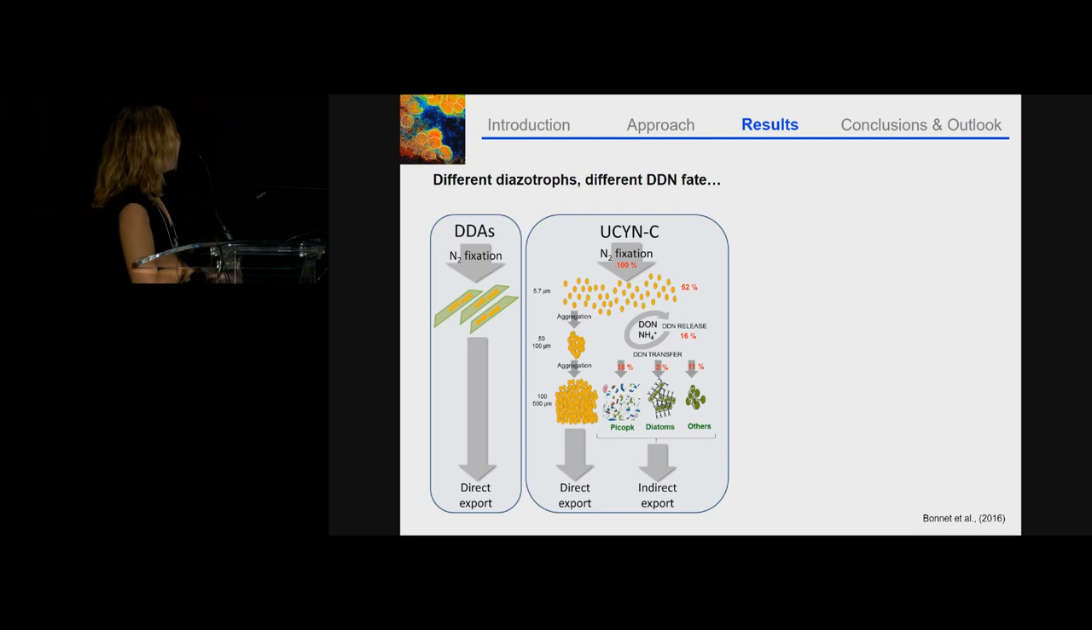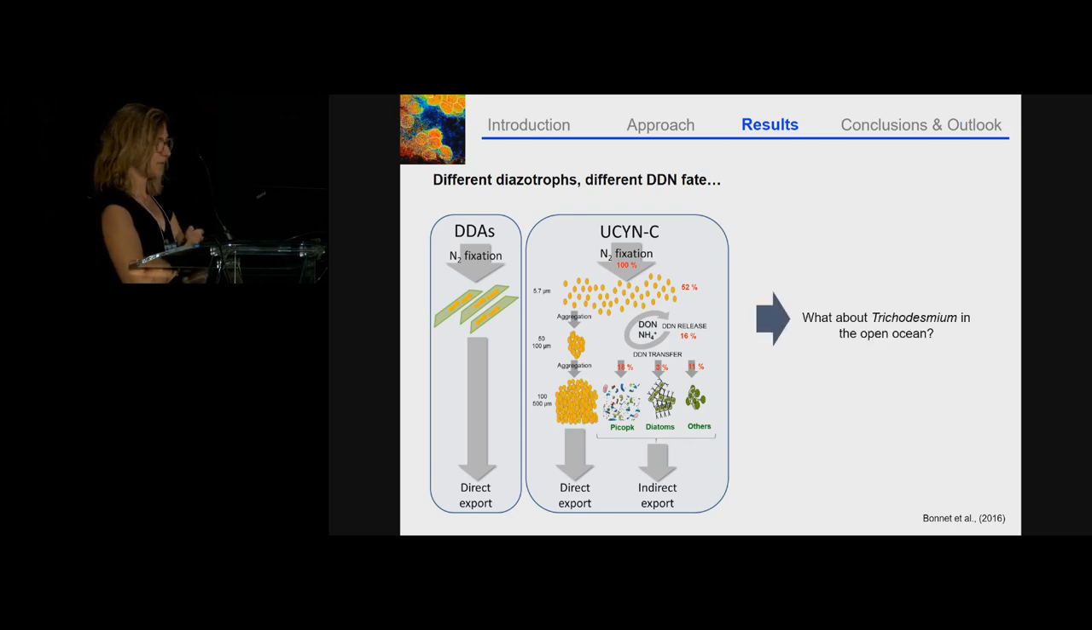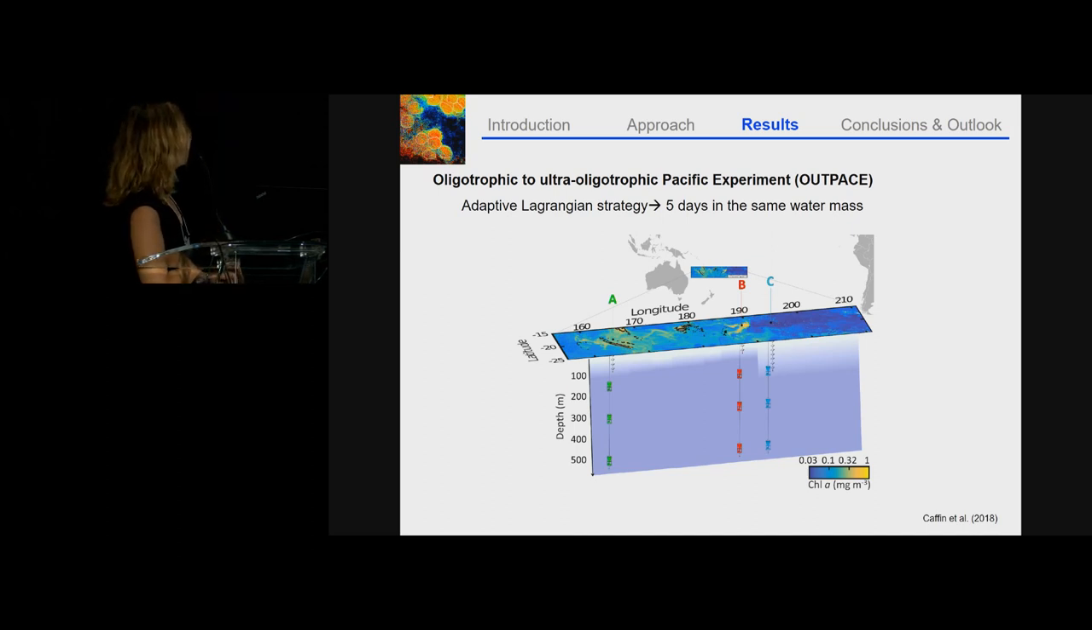So we have the two groups that we observed in the mesocosms here, but I guess that any nitrogen fixation people in the room may be wondering, what about Trichodesmium? And yes, of course, I'm going to talk about Trichodesmium too. This is a cruise from New Caledonia, down here, to French Polynesia. We used an adaptive Lagrangian strategy, and this allows you to find an eddy or a water mass and just follow it, be on top of it for 5 days. So this is kind of similar to what happens in the mesocosms, right? You are trying to diminish lateral advection as much as possible.